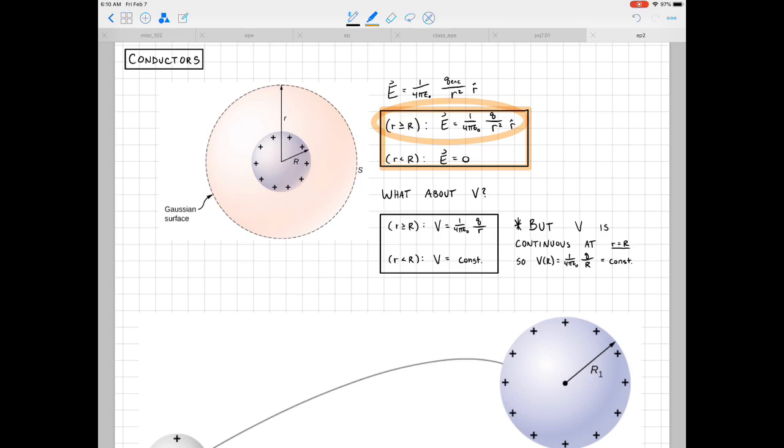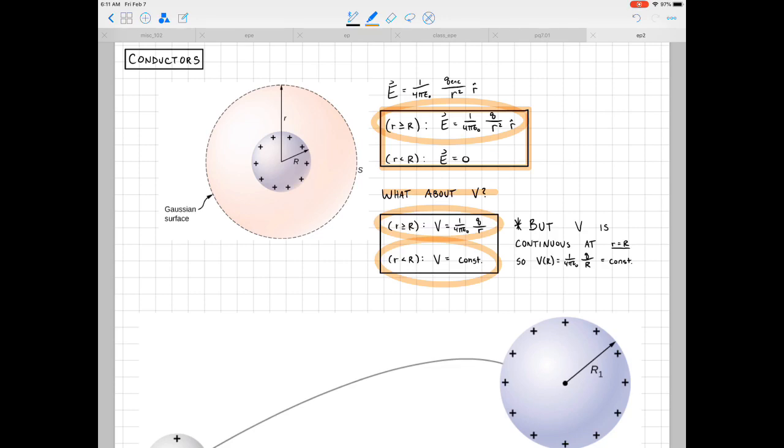Right, and so this we've seen. What about the potential? Well, the potential is related to the electric field, right? Taking the derivative, essentially, of the electric field over the path length will give you the potential. So what that means is that the potential outside, again, this is similar to what we just said, the potential outside the sphere looks and behaves like the potential due to a point charge Q located at the center of the sphere. And inside the sphere, the potential is not 0, even though the electric field is 0.